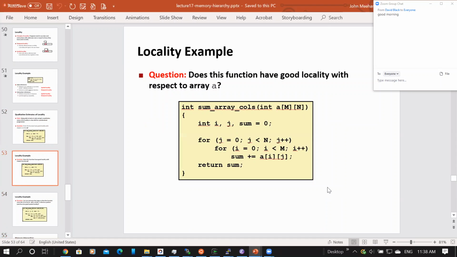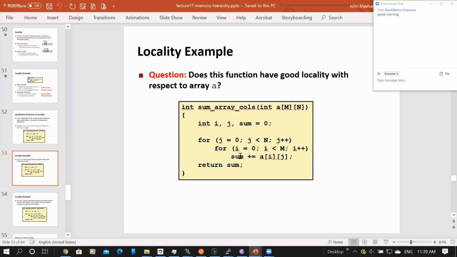If we had it like this, where the J was on the outer loop and the I is on the inner loop, and it says IJ, what are we doing? Well, we're still visiting everybody in the array eventually, right? We'll get the same sum.